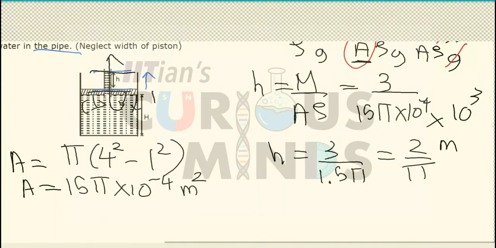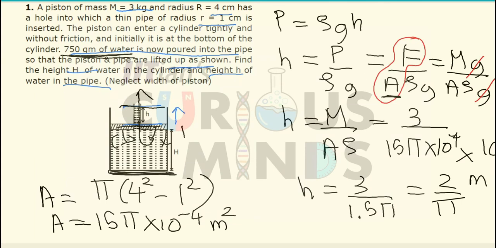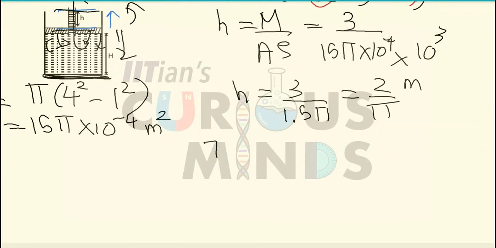In order to calculate the capital H, first of all understand that initially 750 gram of water was poured. Some water is in the pipe, some water is below this piston in this tank, and some water is above this piston. So I can say that the total 750 gram will be equal to the mass of the water in the pipe plus the mass of the water in the tank that is below the piston.